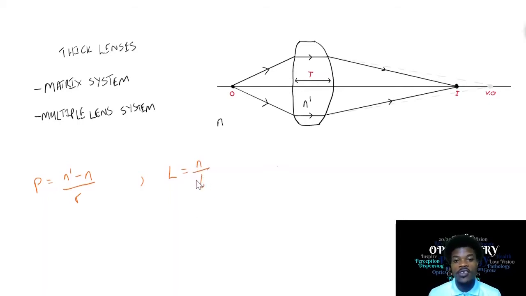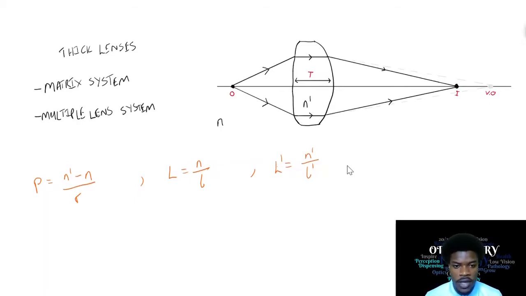Small l is our object distance from the lens itself, and then our refractive index of the medium outside. We can also look at our image vergence, which is capital L prime. This will be n prime over small l prime. And again, this will be the image distance, and this will be the index of the refractive media.